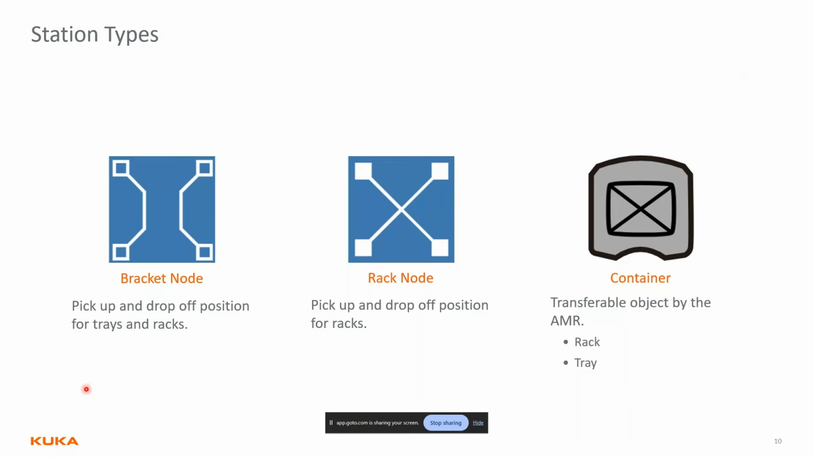A rack node is basically an empty space on your floor. There's nothing there. There's no fixture. It's just the XY position for your racks to exist in. And the container is the transferable object by the AMR. This is the rack tray that will go on top of the rack nodes and bracket nodes. So this is what the AMR will be carrying, going from point A to point B.